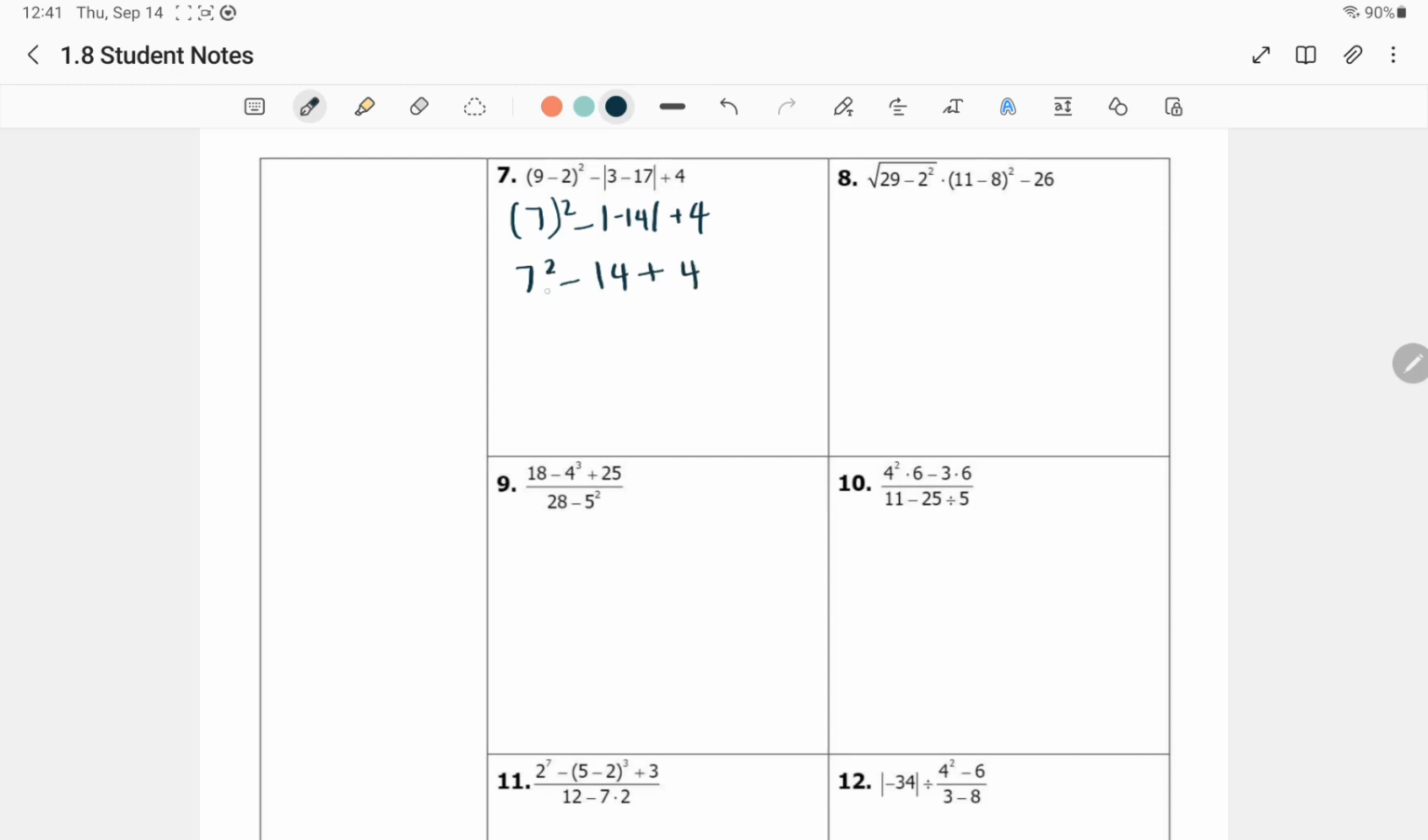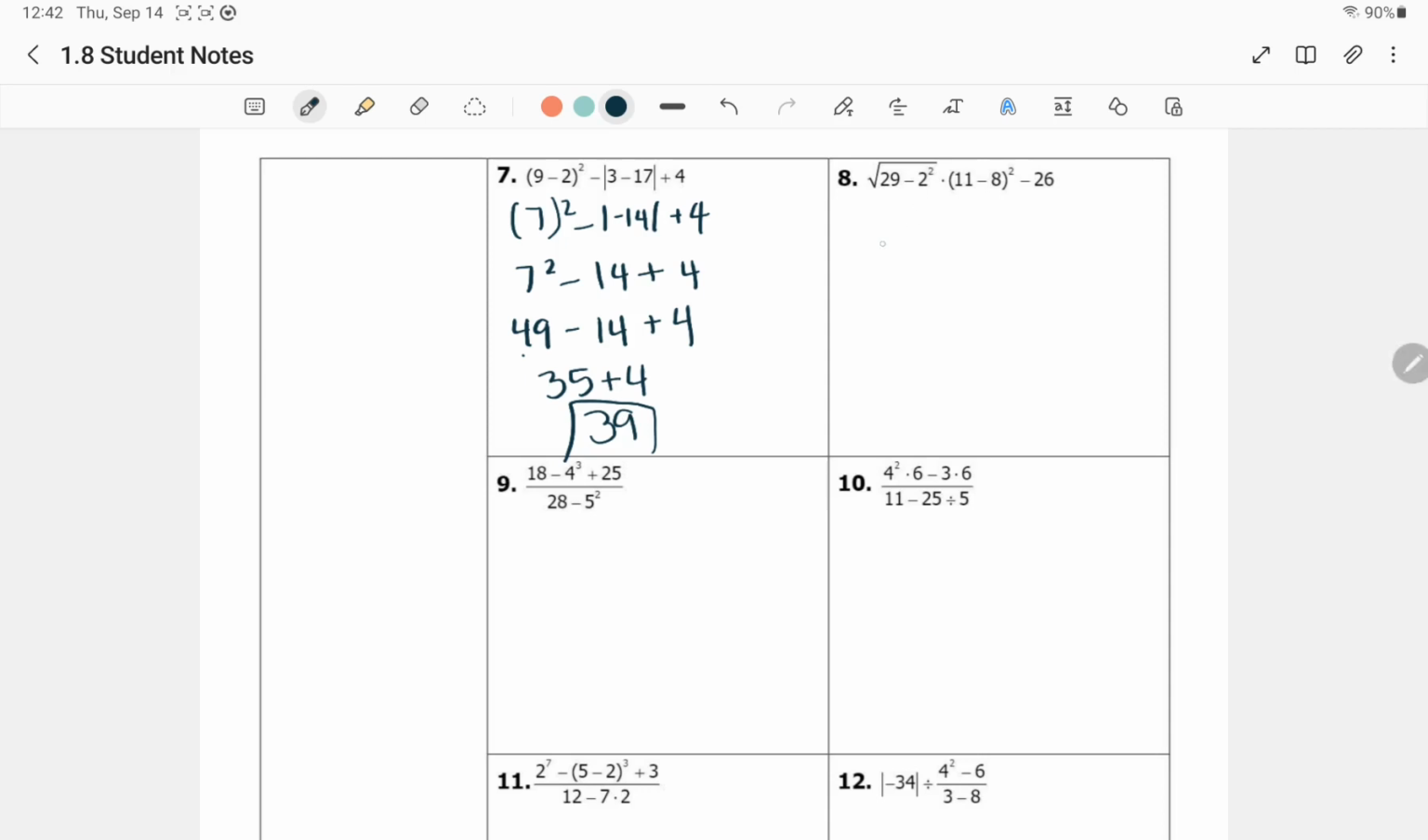Good, and I rewrote everything. 7 times 7 would be 49 minus 14 plus 4. Good, now I just have adding and subtracting, and I just moved left to right since we're supposed to do them from left to right if they're all that's left. All right, 49 minus 14 is 35. 35 plus 4. 39 is what I got. Let me make sure. 39. Did I get 39? I did. Woohoo. All right. Here we go.